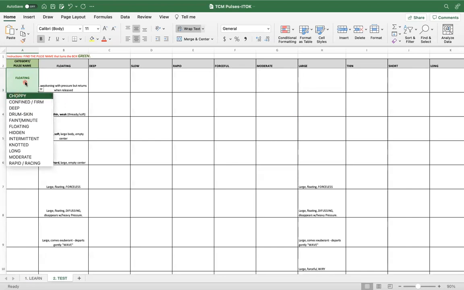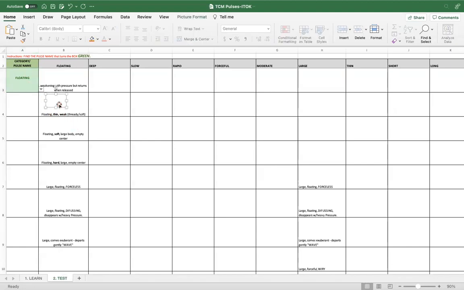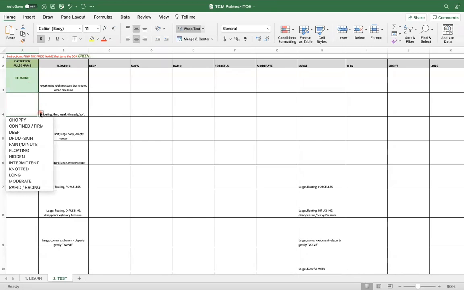in alphabetical order. You can start in the same order, but I recommend you do it randomly so you don't just remember the way they're organized, but you actually know the meaning of that pulse, the description of that pulse name. So here we have floating, thin and weak, thready and soft. So this is going to be the soggy pulse. So we're going to put it here.